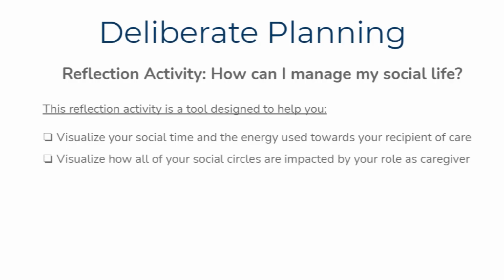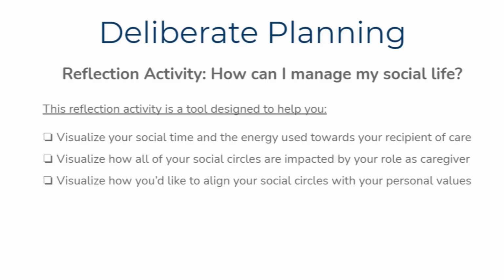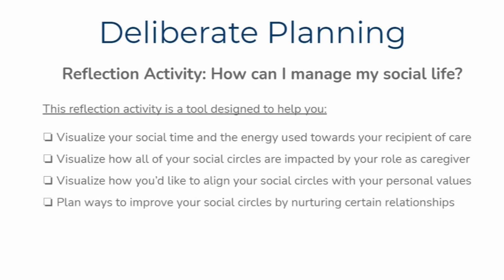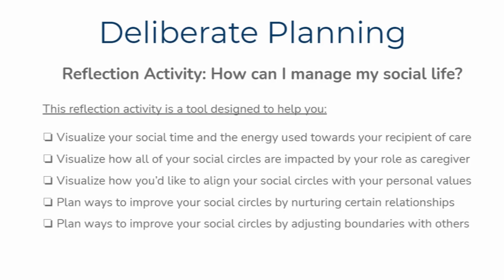Second, visualize how all of your social circles are impacted by your role as a caregiver. Third, visualize how you'd like to align your social circles with your personal values. Fourth, plan ways to improve your social circles by nurturing certain relationships. And fifth, plan ways to improve your social circles by adjusting boundaries with others. We will cover the first three in this lesson, with the fourth and fifth being covered in the next lessons.